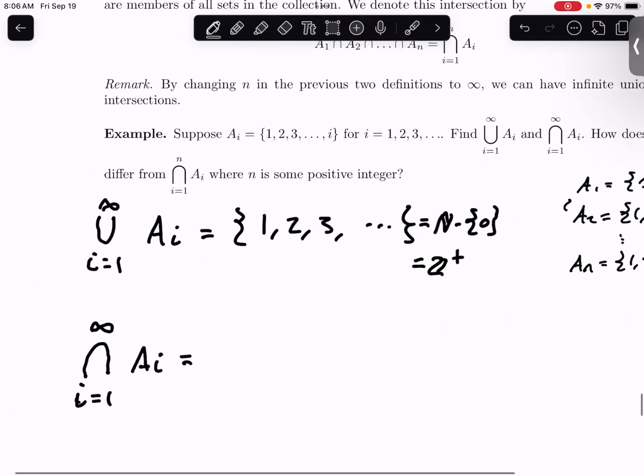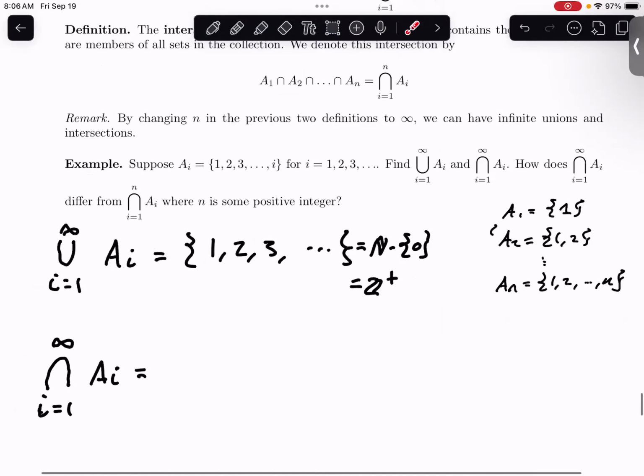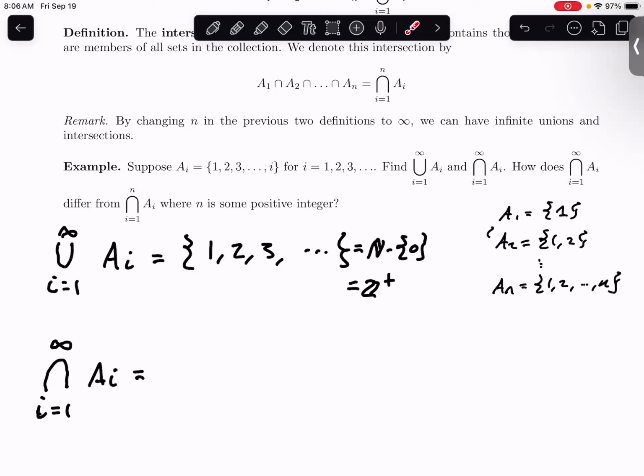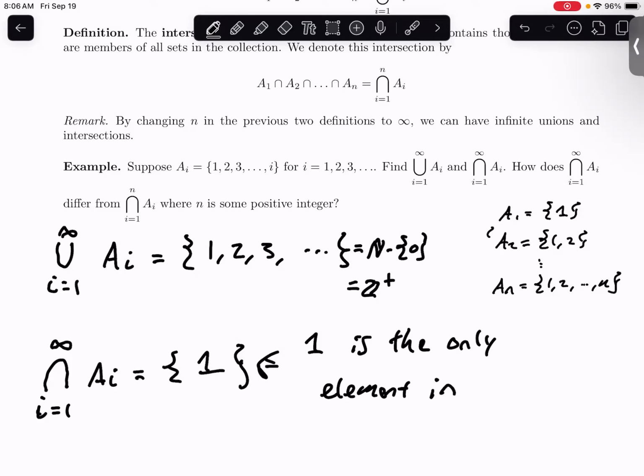And then the intersection, that was correct. For the intersection, you want to look at the elements that are in every single set. If you look at A1, A1 only has 1. So the intersection can have 1. But 2's not in A1, so 2's not in the set. 3's not in A1. The only number in A1 is 1. And it turns out 1 is the only element that all sets share in common. So the intersection is just going to be {1}. This is the only element. So we have 1 is the only element in each AI.